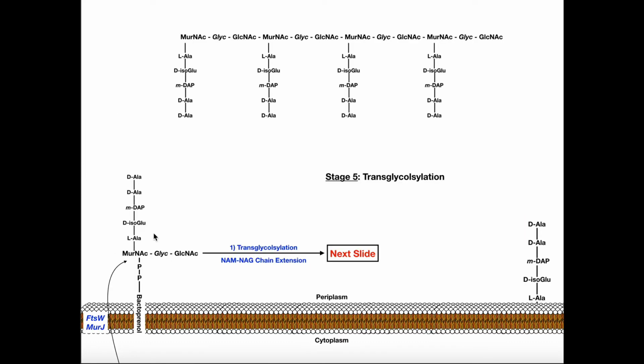Well, now I flipped them up into the periplasmic space. All right. So that was what we just did. We flipped up this thing that was a NAM-NAG. But of course, peptidoglycan is a polymer, so it has to be NAM-NAG, NAM-NAG, NAM-NAG over and over and over and over again. So we're going to have to do transglycosylation, which is basically NAM-NAG chain extension.